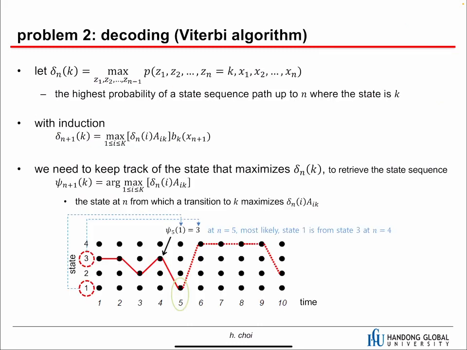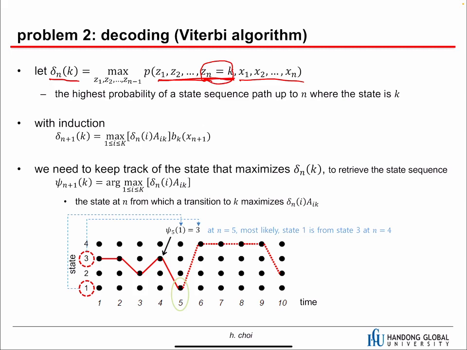Okay, so let's talk about the Viterbi algorithm to get the best path. Now we want to define another function, delta. Delta is the maximum probability of this hidden state, at time n, the state should be k, and we have n subsequence. Again, this is the highest probability of a state sequence path up to n, where the state is k.